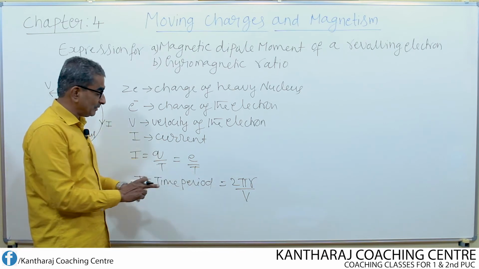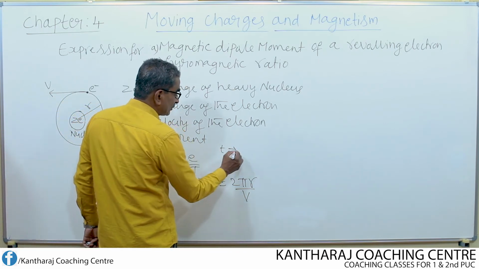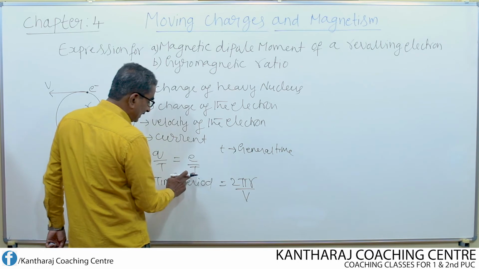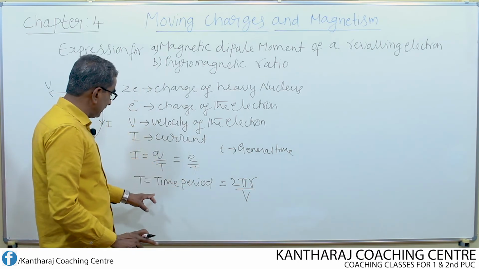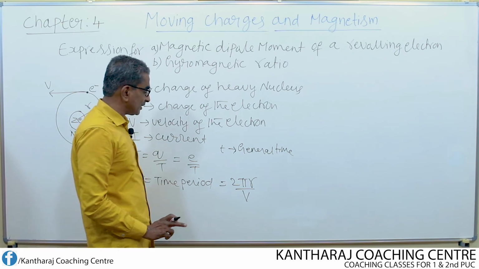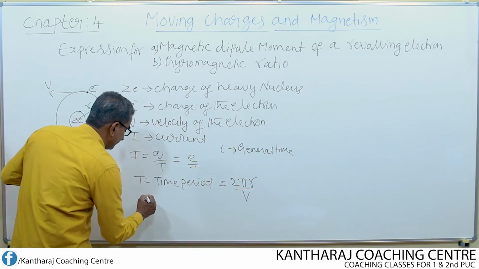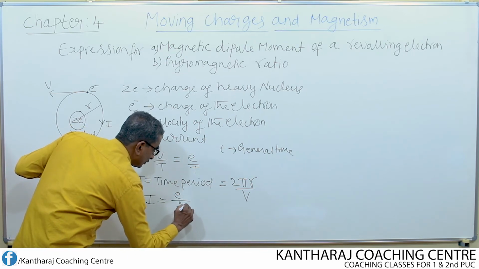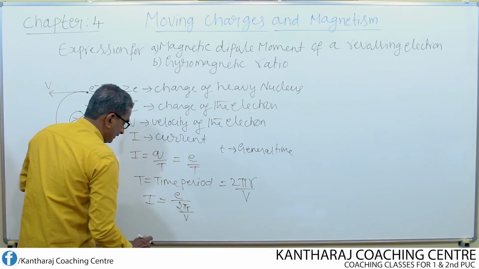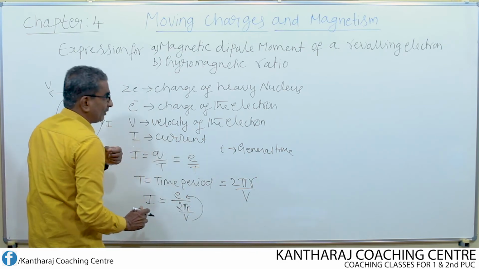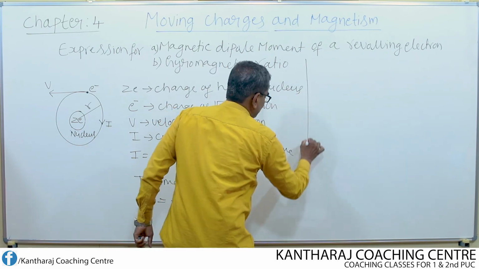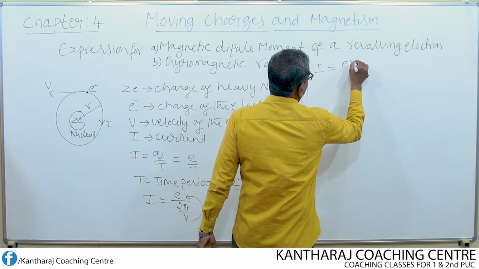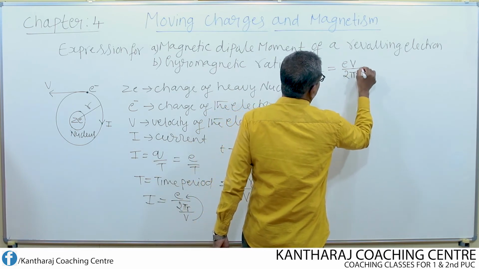There is a difference between this capital T and small t. Small t is used to represent general time, and its value may be anything, but capital T is very particular. It is always the time period, the time taken to complete one revolution. If I substitute for T in this equation, what do I get now? I equals e divided by 2 pi r by v. If I shift this to this side, I becomes equal to e v divided by 2 pi r.